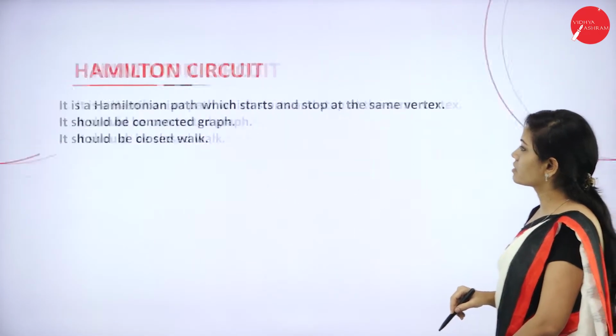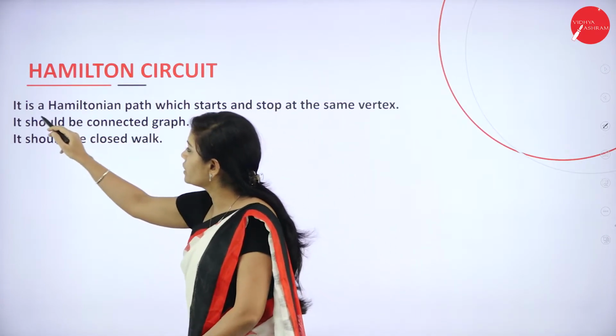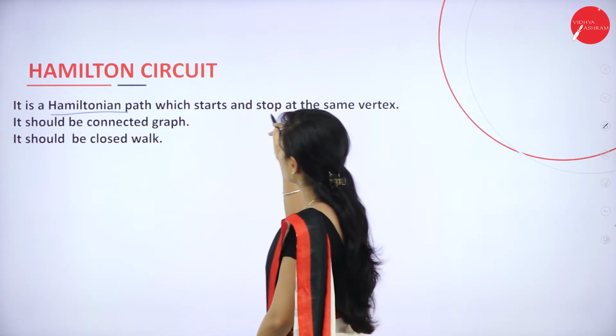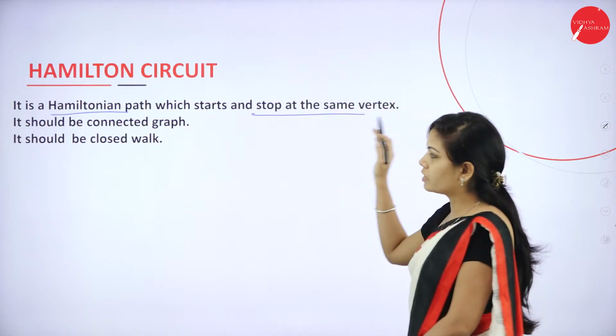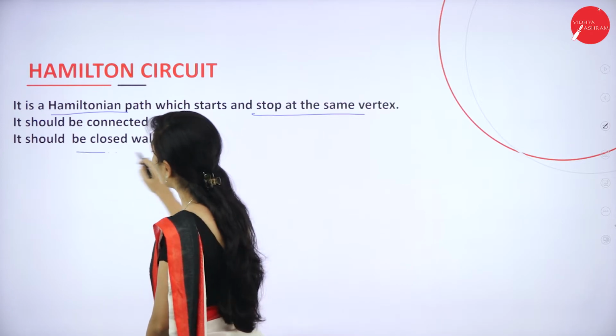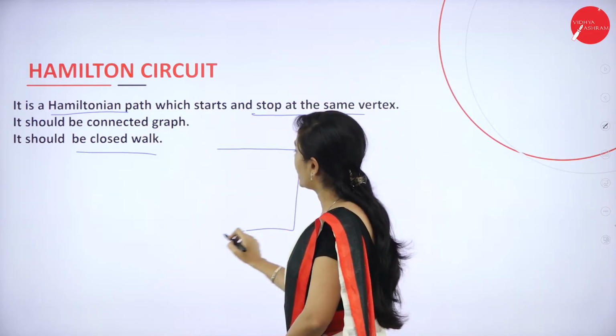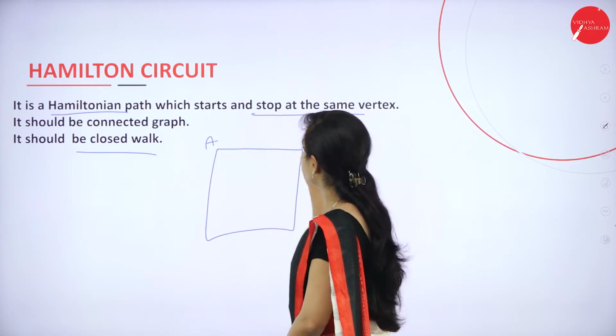So next is Hamilton circuit. Already I have discussed this. A Hamilton circuit is a Hamilton path which starts and stops at the same vertex. It should be a connected graph. It should be a closed walk. So already I have explained. It should be a connected graph and a closed walk.